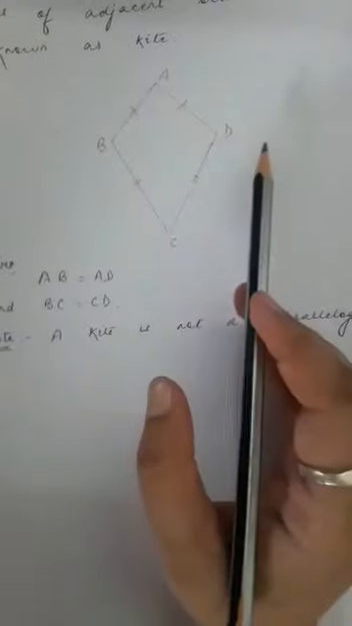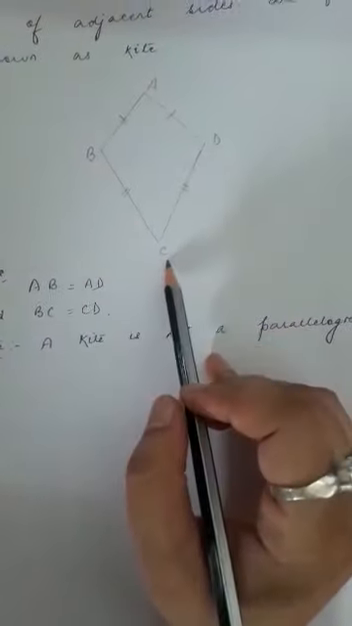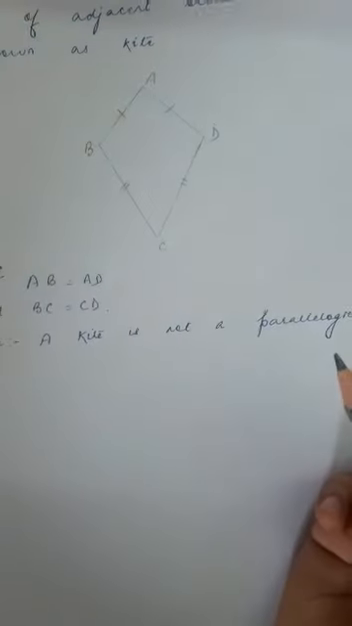And mind it, there is a note here. A kite is not a parallelogram. See here, this is not a parallelogram. The sides are not parallel, but these adjacent sides are equal.